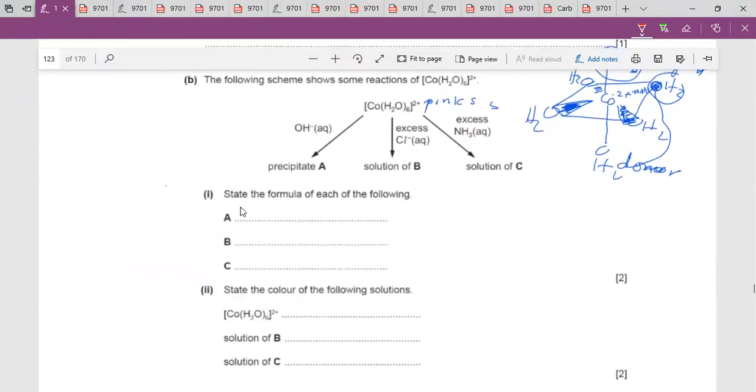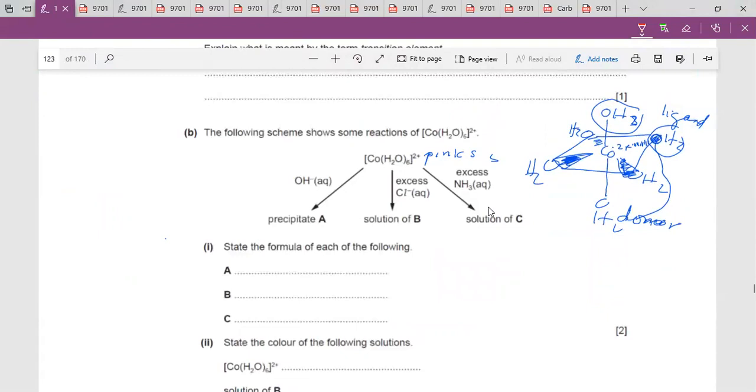Okay, now here, remember the following scheme shows reaction of cobalt 2+. Remember 2+, it's pink color, okay? Now this here is your octahedral complex, and I drew it here already. So with OH minus, of course, you get a precipitate, right? Which is your cobalt hydroxide, Co(OH)2. Or you want the octahedral complex plus water 4, right? They ask you for a formula.